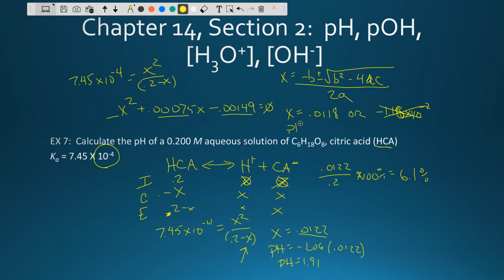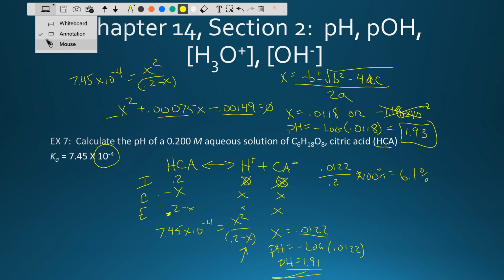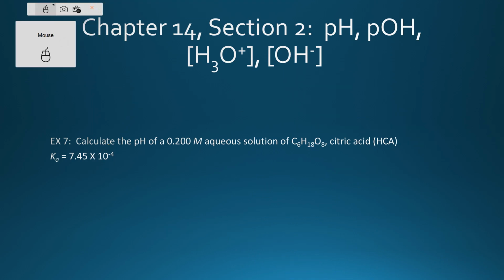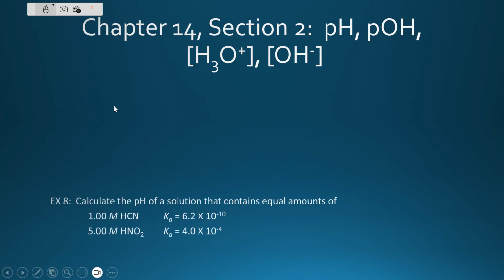So my pH is going to end up being the negative log of 0.0118. If I do that, I'll end up with a pH of 1.93. We had to do that. Now notice the difference. It's not a whole lot, but it is a significant amount. 6% is significant enough. This is my actual answer, accounting for that X. So just be careful with paying attention to what we know with regards to our equilibrium problems.